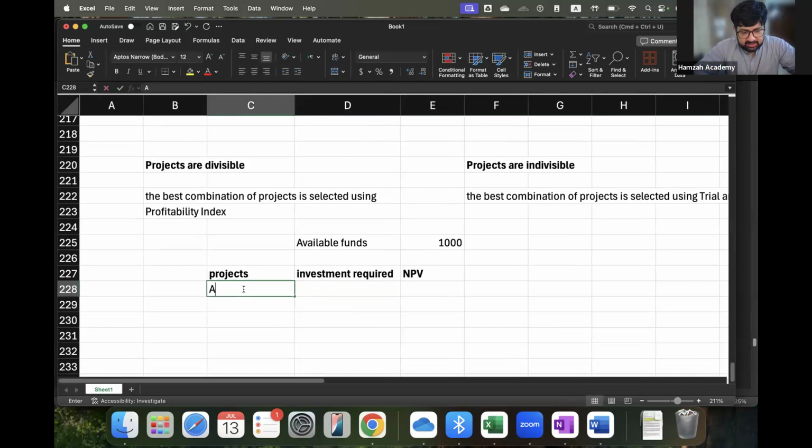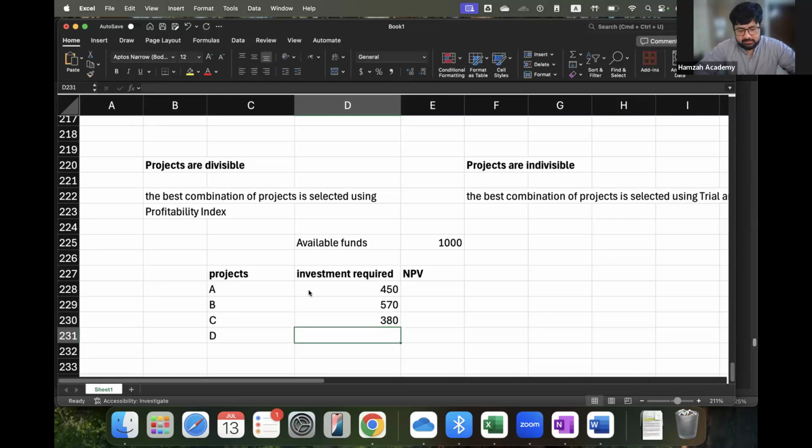So projects available A, B, C, D. For example, four products available. Investment required is 450, 570, 380, and 700.